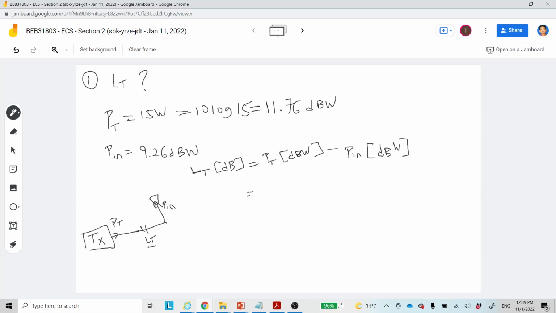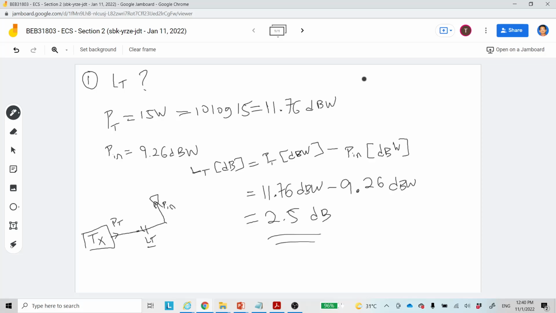Okay, so this is equal to 11.76 dBW minus 9.26 dBW. So this is equal to 2.5, lebih kurang 2.5 dB. Jangan letak dBW pula. dB. So this is the losses in the transmitter transmission line. Ini kalau tak faham sila tanya segera. Kemudian soalan tanya berapakah EIRP dalam sebutan dBW.